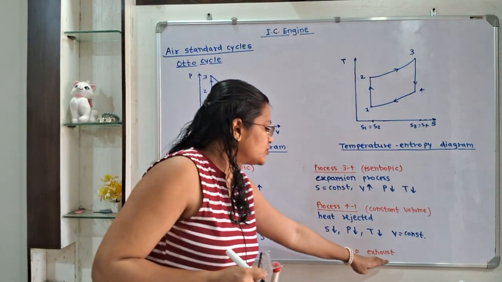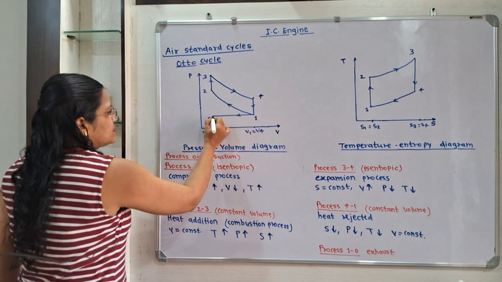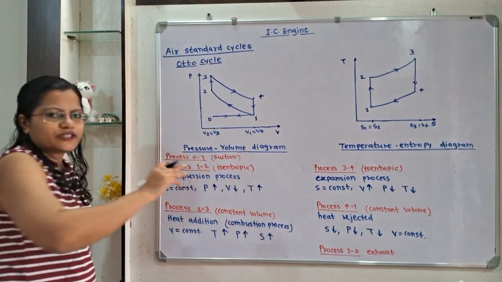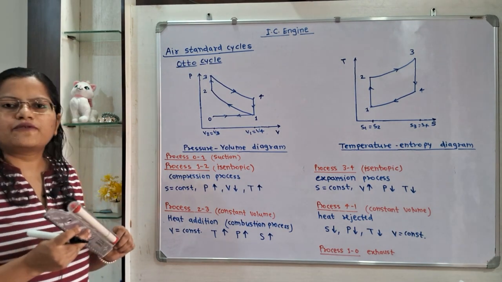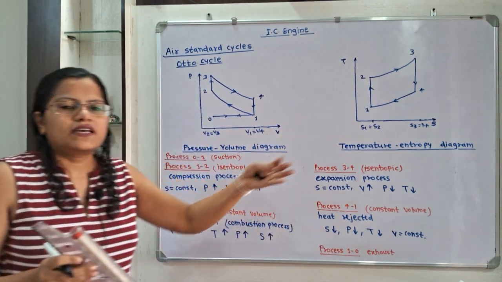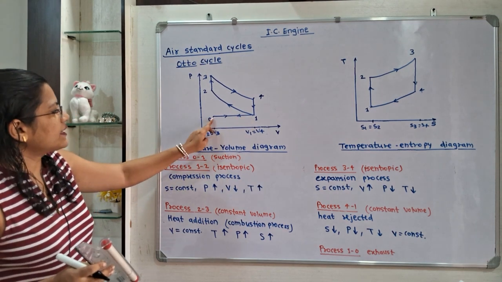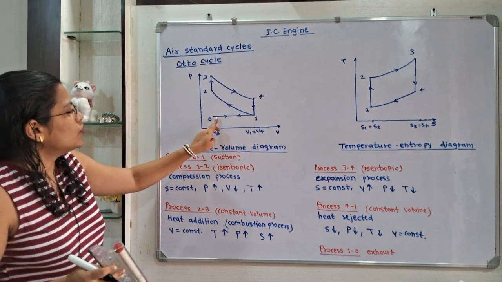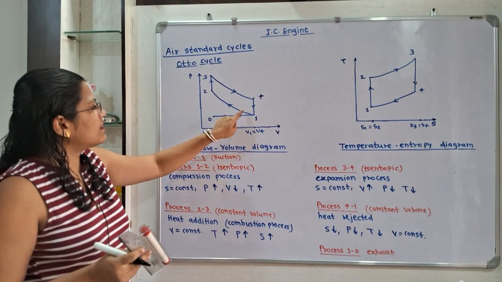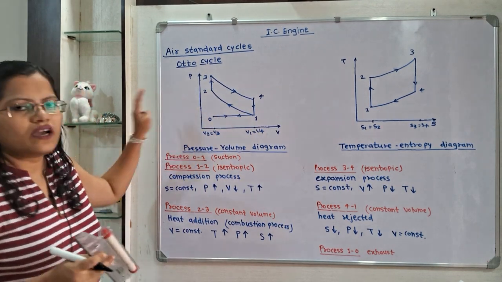Now process 1 to 0. This is for the exhaust. So 1 to 0 is for exhaust and for 0 to 1 we have to show the arrow in this direction. 0 to 1 is for suction, because of the addition of fuel or the addition of air in the piston cylinder arrangement, and exhaust means whatever combustion products are there are getting exhausted. So it is shown with 1 to 0. So these two processes are opposite to each other. So their effect is getting nullified and we have to consider only the processes 1, 2, 3, 4 for the Otto cycle.